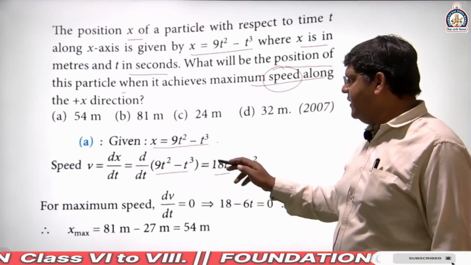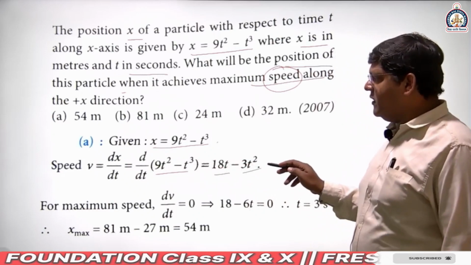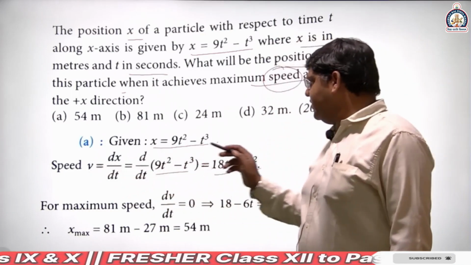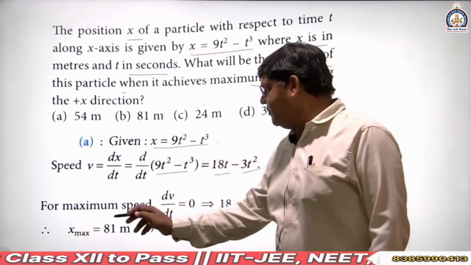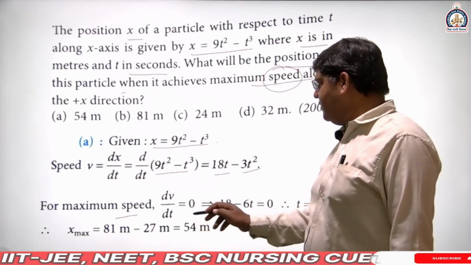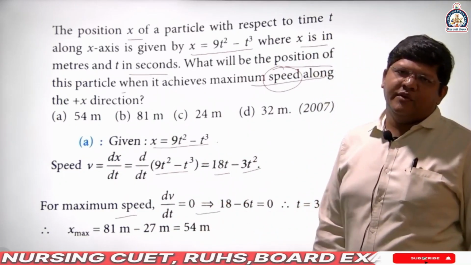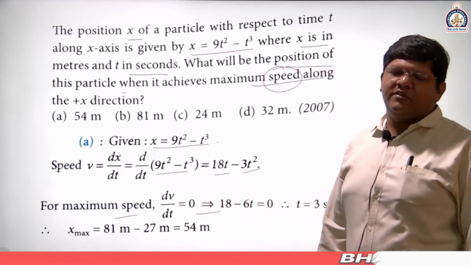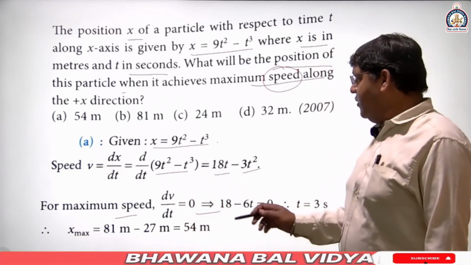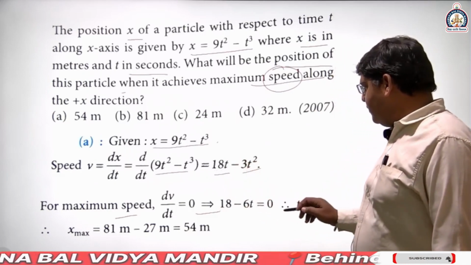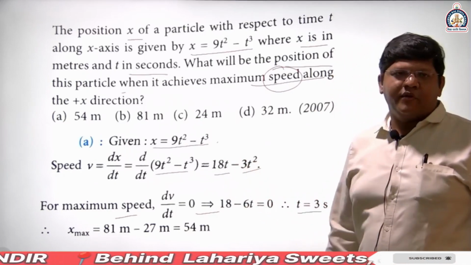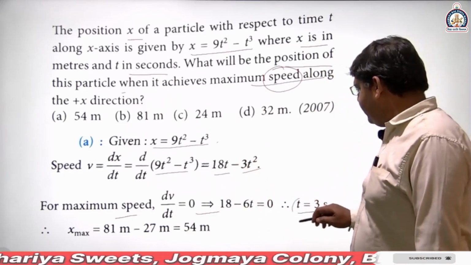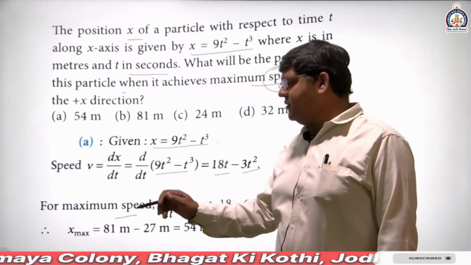Okay, that is 18t, and t cube becomes 3t square. We have calculated the speed, and for the maximum speed we know the differentiation of velocity must be equal to 0. For maximum speed, dv/dt is equal to 0, using the concept of maxima and minima. So we put this value equal to 0, t comes out to be 3. So 3 seconds is the time at which the speed is maximum.